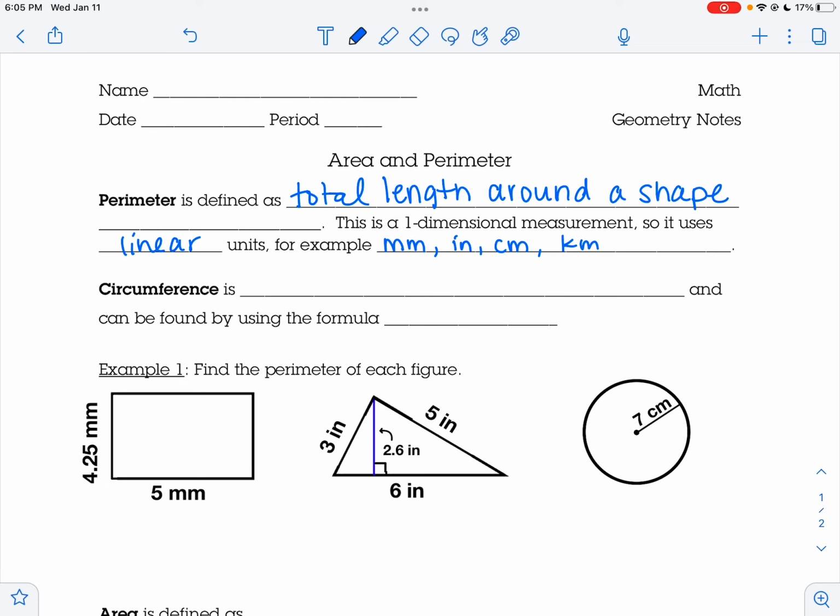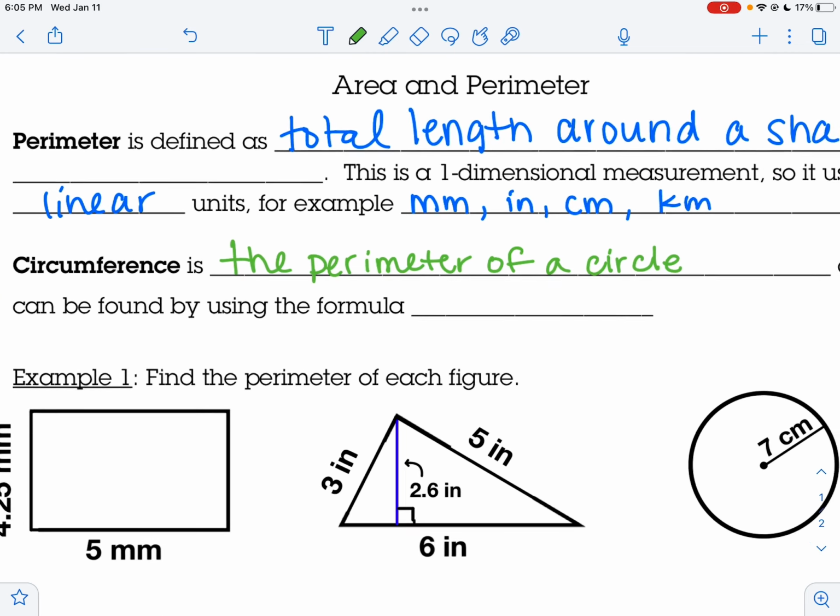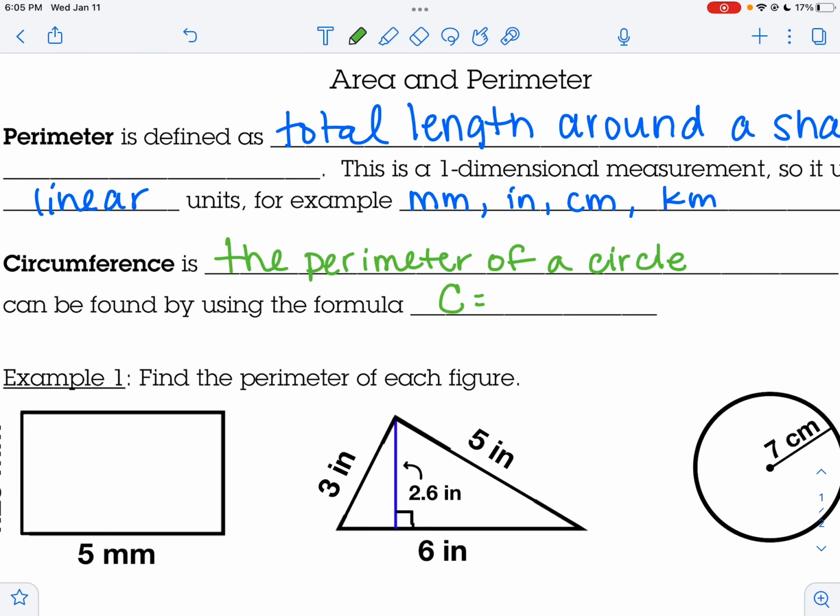Now, circumference is a special one. Circumference really, honestly, is just the perimeter of a circle. Now, the different thing about circumference versus perimeter is that perimeter will just look at the sides and we'll just add up whatever we see. But circumference, we're going to use a formula. The formula is circumference equals 2 times pi times the radius, where r is the radius.